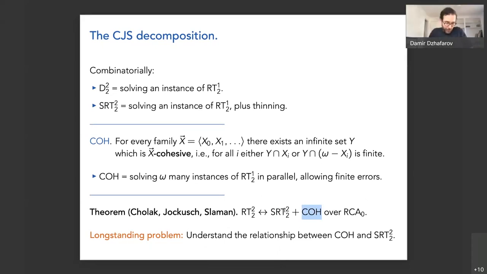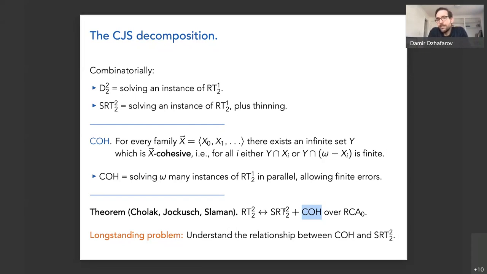The longstanding problem, which is still open in some sense, despite having been solved several times, is to understand precisely the relationship between CO and SRT22, right? So you have a fundamental combinatorial problem on the one hand, and you have a split of it into two seemingly simpler problems. By understanding these simpler problems, you can understand this fundamental problem. That's the way SRT22 and CO are used. That's the way we prove Ramsey's theorem for pairs at the beginning, using these two halves. Each one of them was simpler and easier to get our hands on.